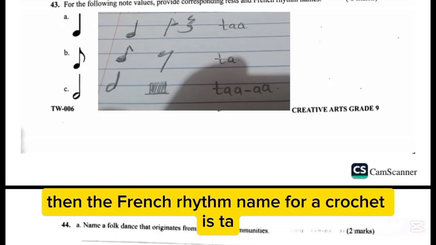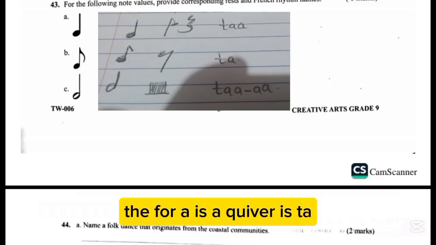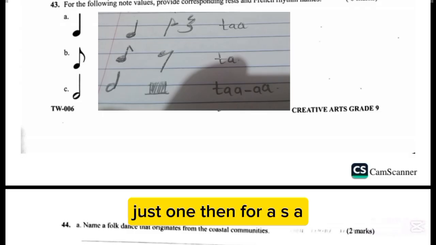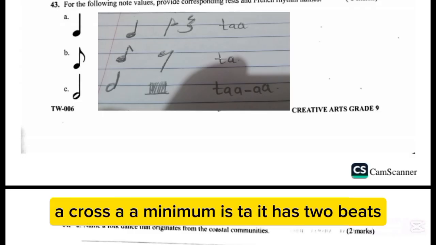Then the French rhythm name for a crotchet is ta. The one for a quaver is ta, just one. Then for a minim is ta-a. It has 2 beats.